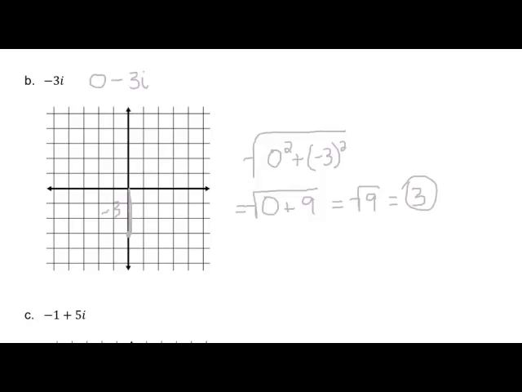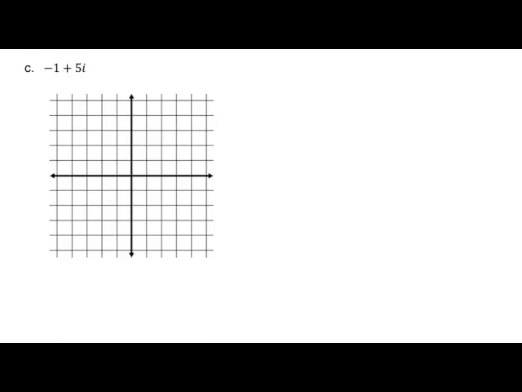so our answer is just 3. And lastly, for part C, our real part is negative 1, so we're going to go left 1. Imaginary part is 5, so we're going to go up 5. And again, we're looking for the distance to the origin. So we're going to have negative 1 squared plus 5 squared. We're taking the square root of that. So this is the square root of 1 plus 25, which is the square root of 26.